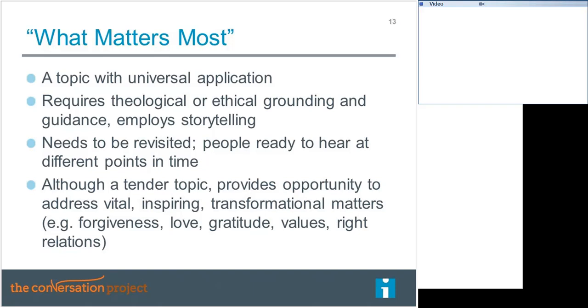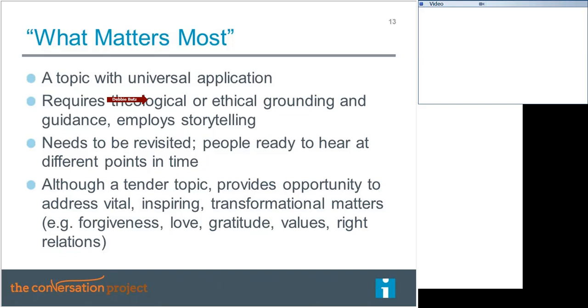Like so many topics that are addressed within congregations, the idea of what matters most, or advanced care planning, or serious illness, needs to be revisited on a regular basis because people are prepared to hear the topic at different points in time. We know that a sermon can be offered on forgiveness at a time when that seed may not fall into fertile ground, but that's why we come back and we revisit that topic on a regular basis, not every week, not every month, but certainly in the course of a year or every 2 years, these topics need to come back.